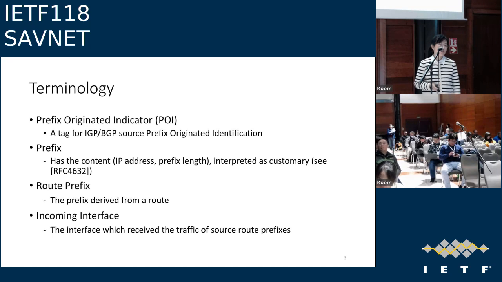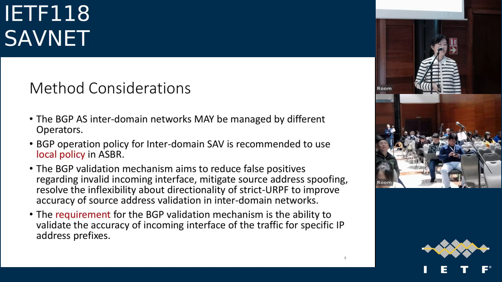In this draft, we create these four terminologies. The POI is the same as the terminology defined in the intra-domain draft. Then there are prefix, root prefix, and incoming interface. These terminologies are mainly used for the sub-rule generation.